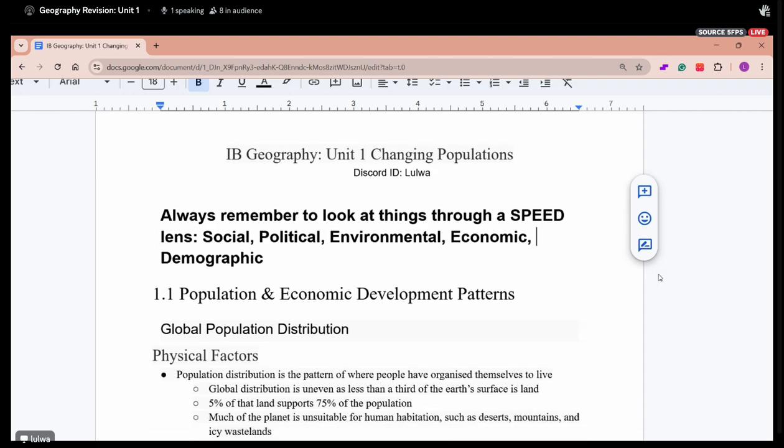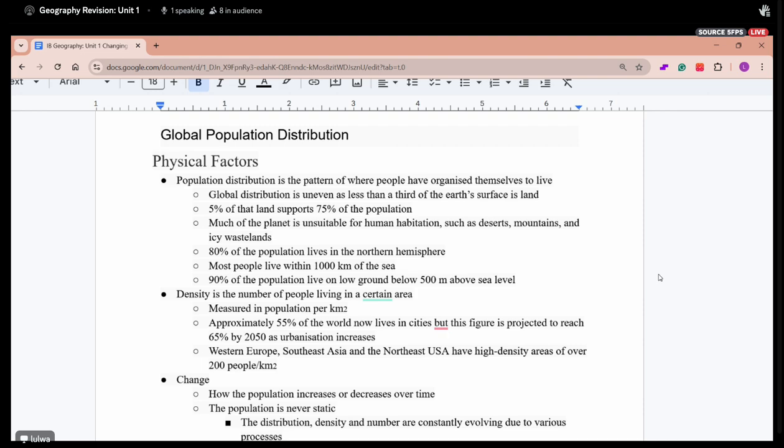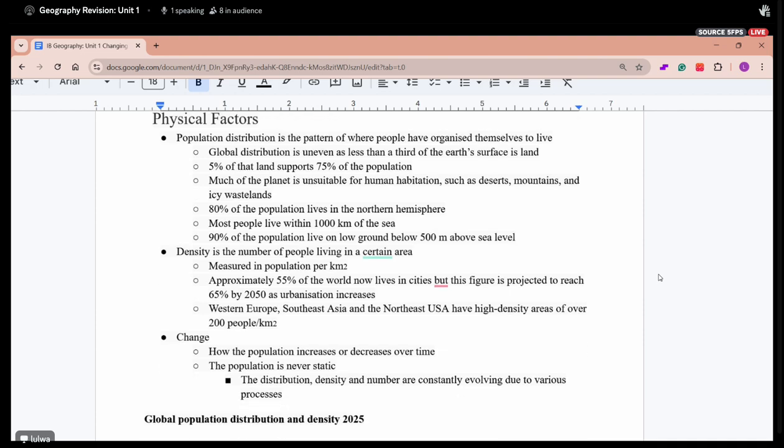Let's start with global population distribution. As we all know, there are two factors that impact population distribution: physical factors and human factors. Population distribution in general is the pattern in which people have organized themselves to live. Global distribution, however, is uneven because less than a third of the Earth's surface is land and inhabitable, and 5% of that land supports 75% of our population. Most of the people live within 1,000 kilometers of the sea.